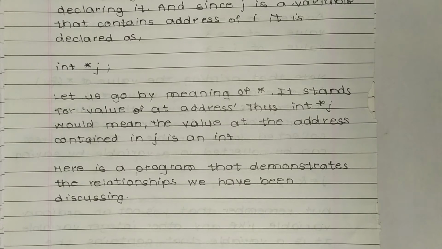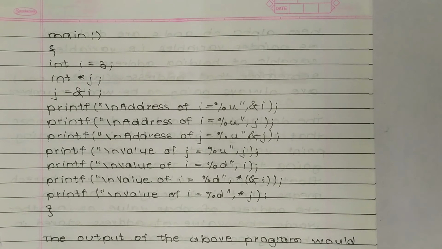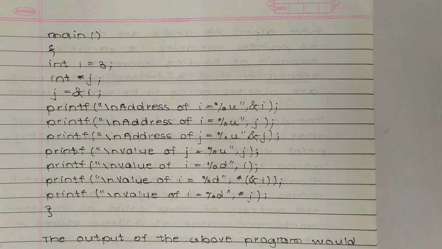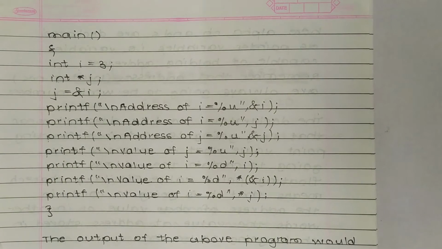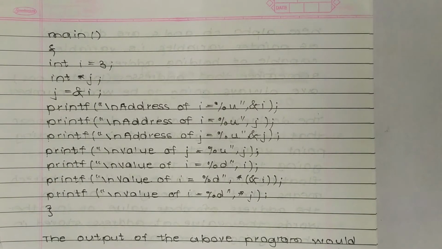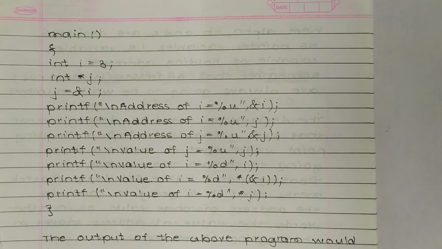Here is a program that demonstrates the relationship we have been discussing. So this is an example program. First is main, which is a function used in every program. Now int i = 3, that means 3 is an integer which is stored in i. Now int *j, and j = &i, that is, j is the address of i. Now printf("\n Address of i = %u", &i).